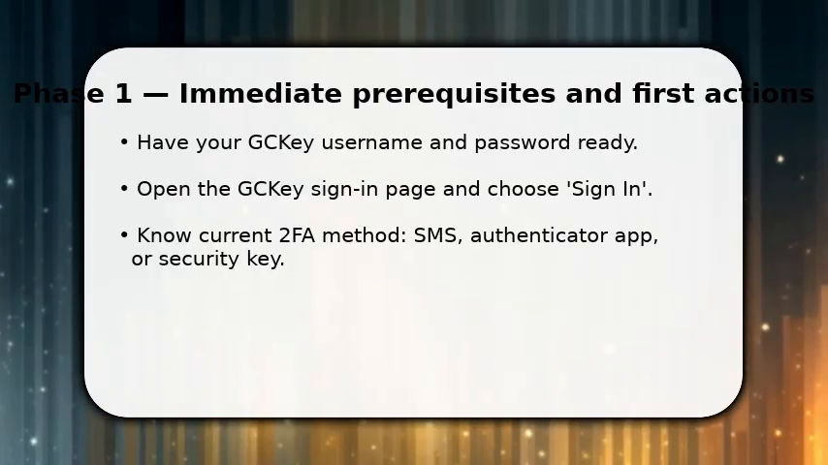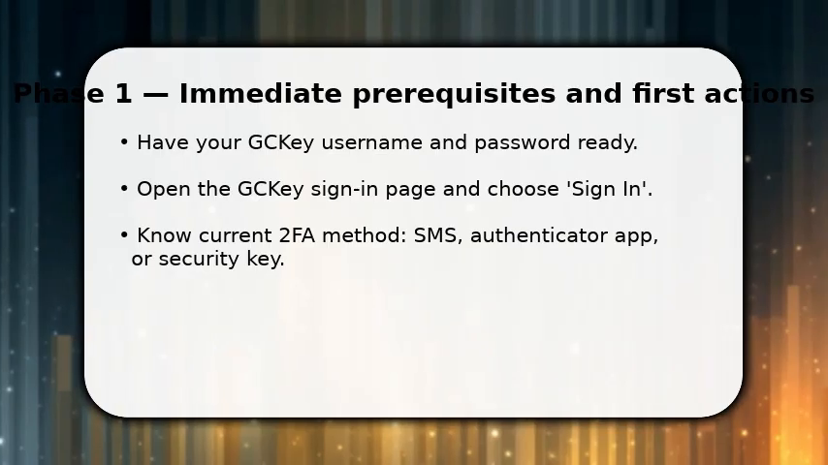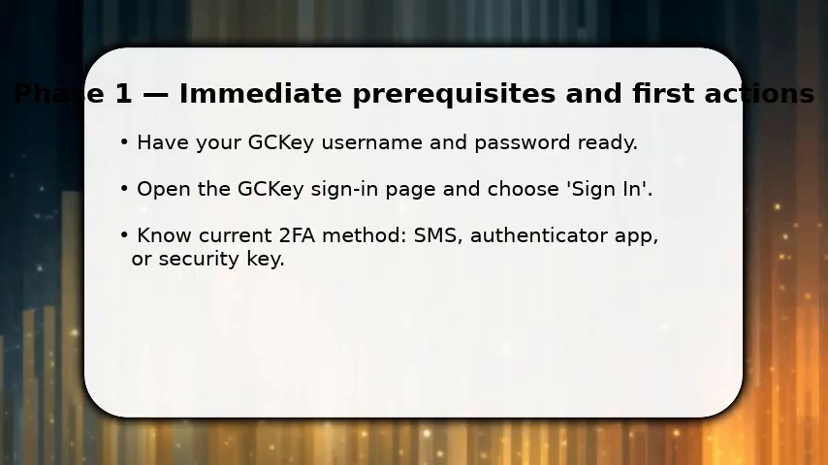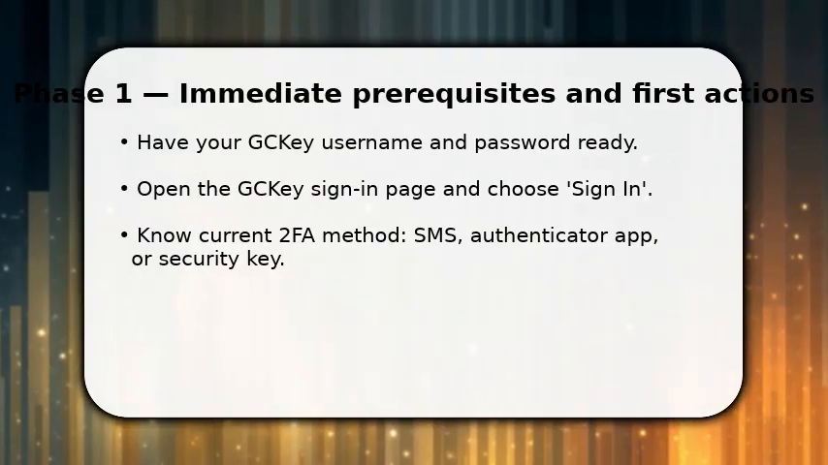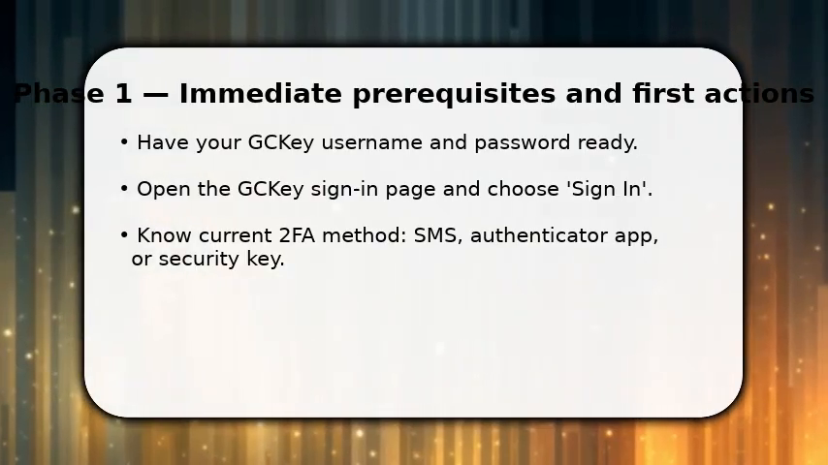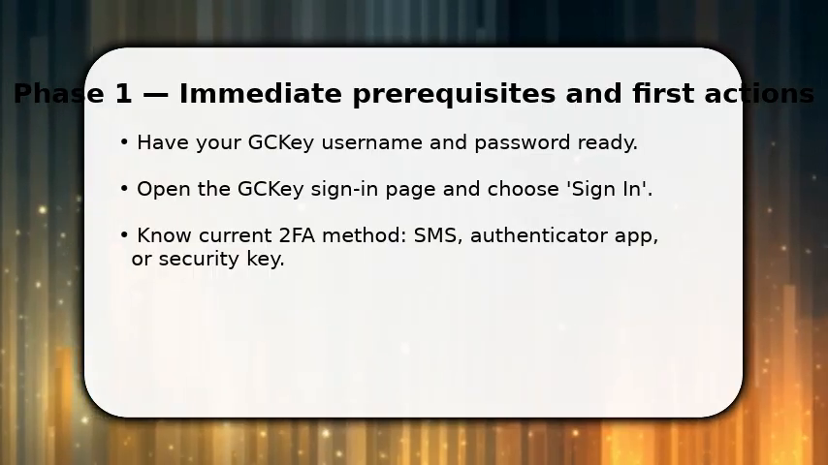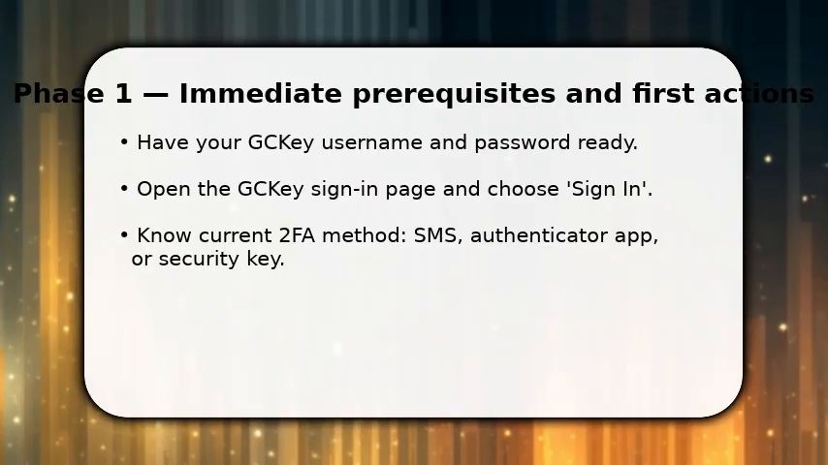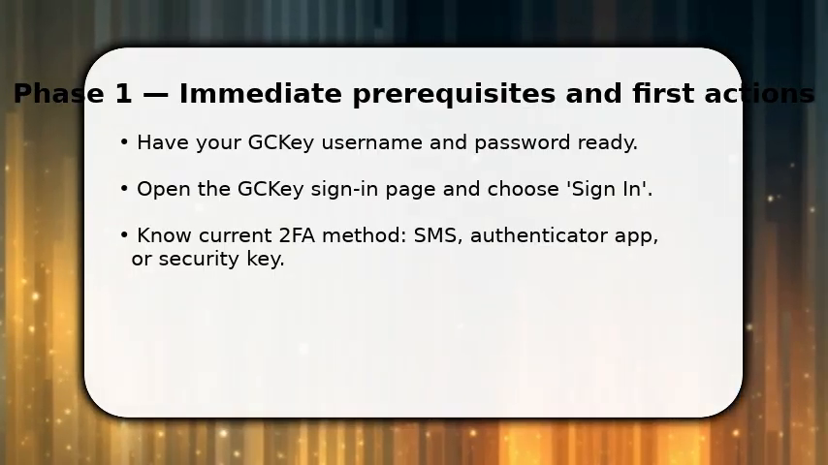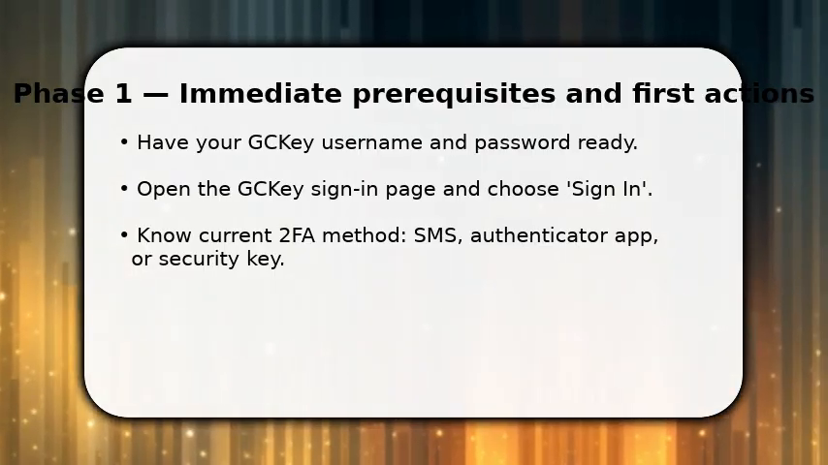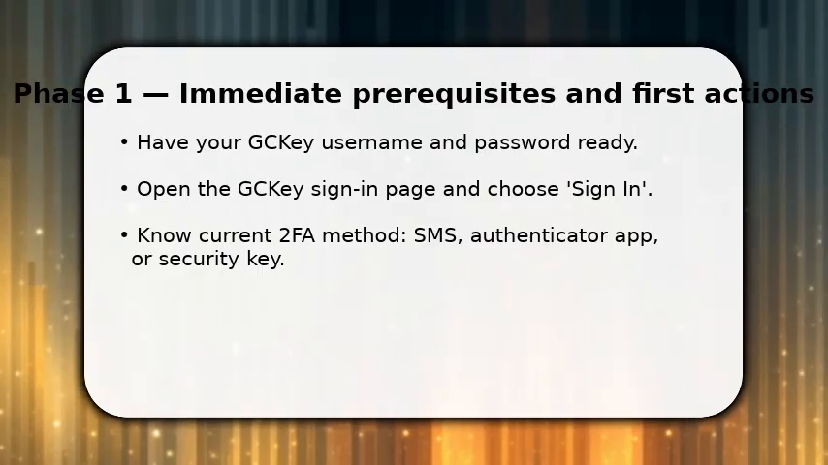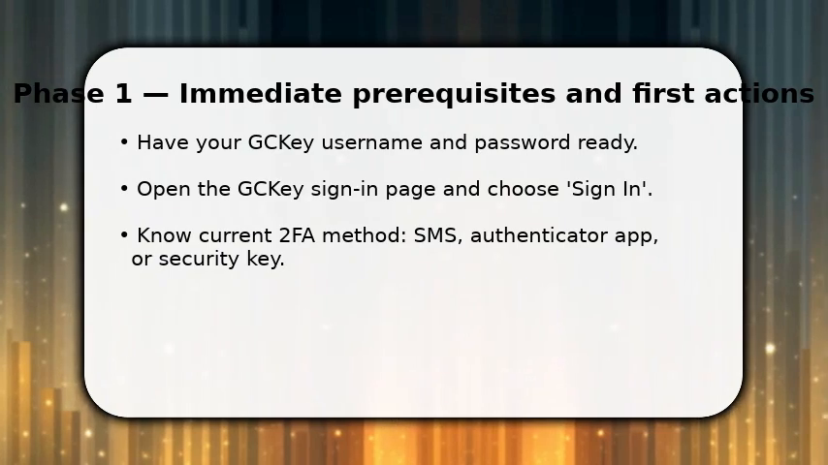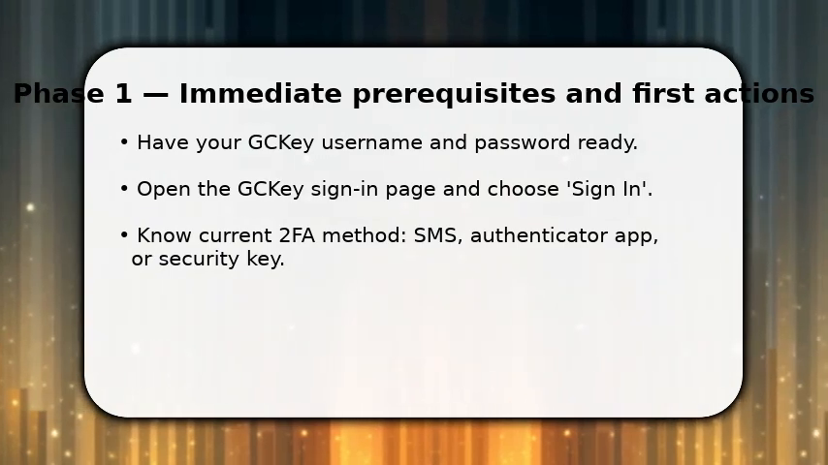You start by signing in, enter your Gckey username and password on the official sign-in screen. Once done, navigate to your account settings, look for security or two-factor authentication. Make sure you already know which 2FA method is active, SMS, Authenticator app, or a security key, because you will need to confirm it. If you can't access your existing 2FA, pause and use account recovery options, then return here to continue with changing the method.